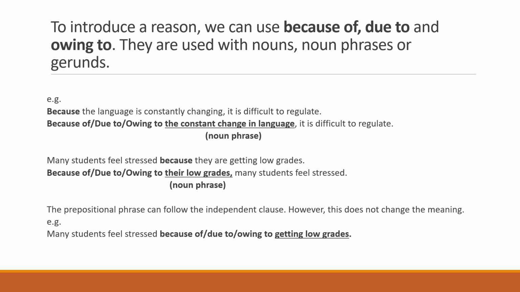This is the first sentence. Look at the first sentence now. We have this dependent clause: because the language is constantly changing. With prepositional phrases, we can paraphrase it. Look how the writer rewrote the part with the dependent clause and used prepositional phrases instead. You can also use these prepositional phrases after the independent clause, and this will not change the meaning. The example is given here.